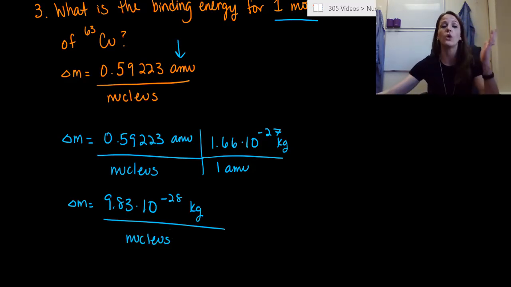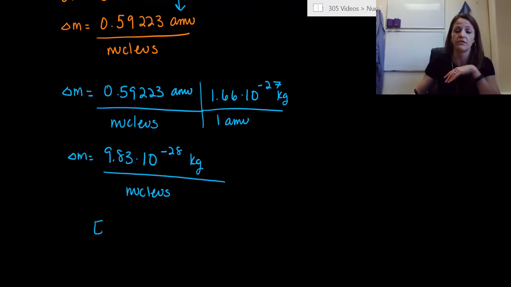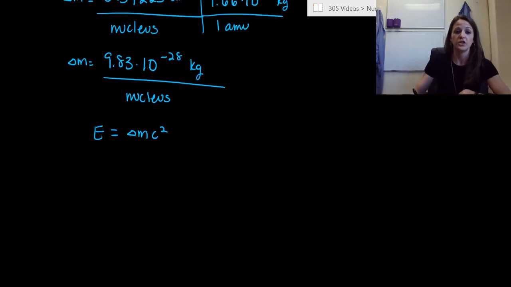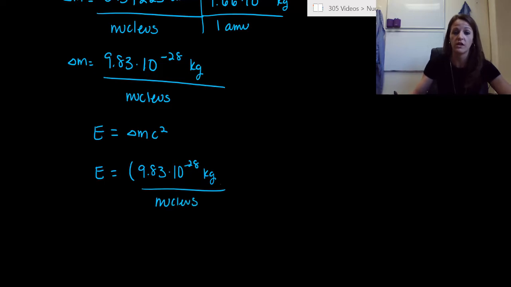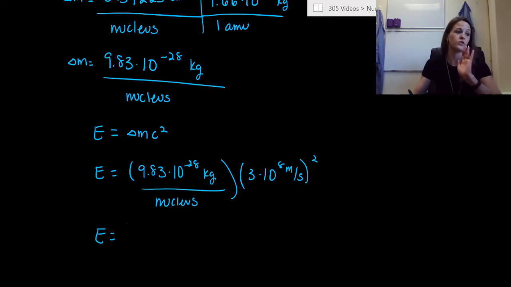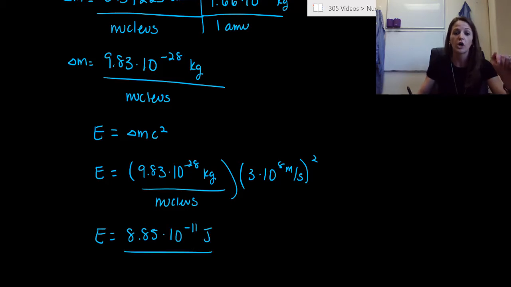So now what we can do is go through and actually solve for our binding energy for 1 copper nucleus. So we're going to use Einstein's theory of relativity. E is equal to delta m c squared. We're looking for our energy, so we can just plug these things in. So energy is equal to delta m. We just solved for that, so 9.83 times 10 to the negative 28 kilograms per copper nucleus, so this is fine, we're just going to leave that unit there, times our speed of light, 3 times 10 to the 8th meters per second, squared. Now we can solve for our energy, but we're not done here, so don't just turn the video off. If you do this properly, you end up with a number like 8.85 times 10 to the negative 11th joules per nucleus.